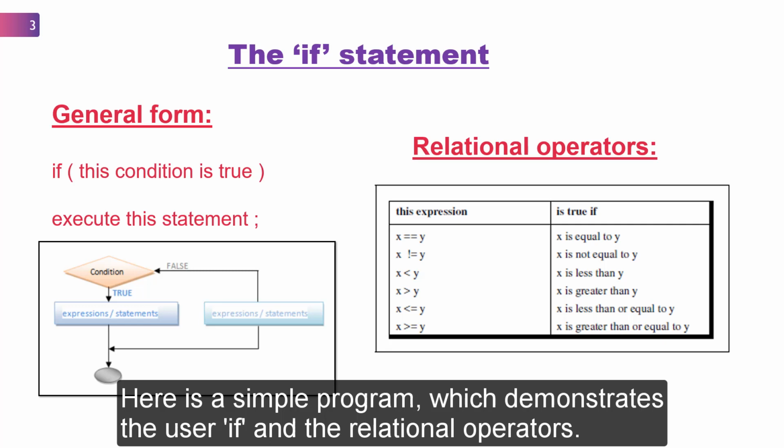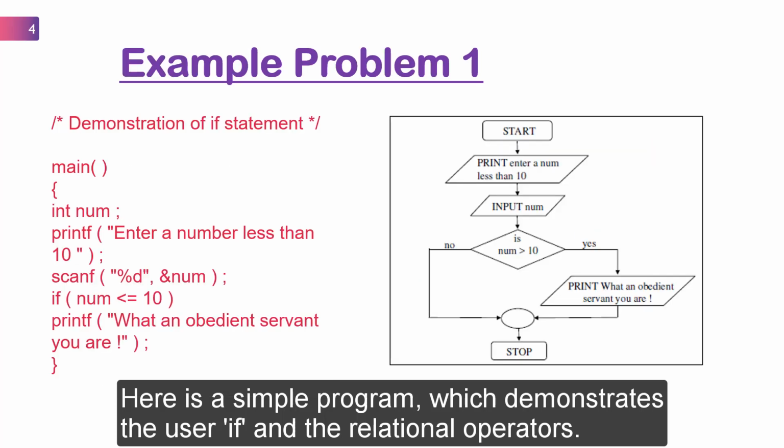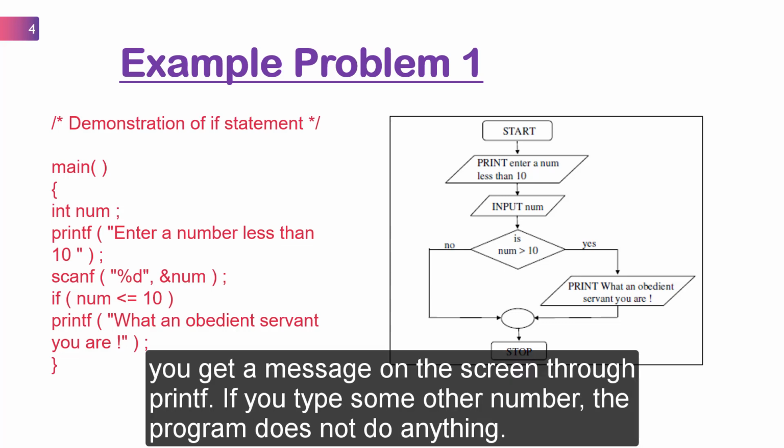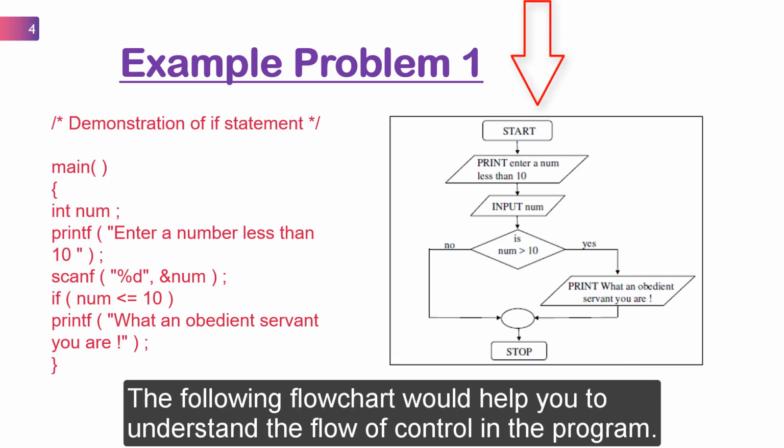Here is a simple program which demonstrates the use of if and the relational operators. On execution of this program, if you type a number less than or equal to 10, you get a message on the screen through printf. If you type some other number, the program does not do anything. The following flowchart would help you to understand the flow of control in the program.